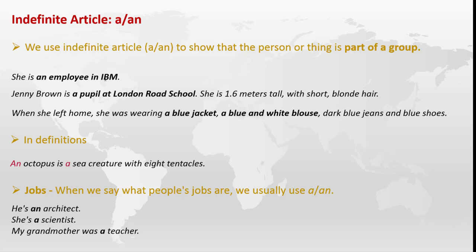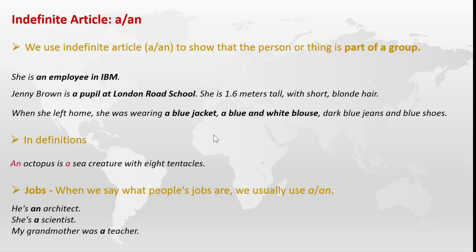When she left home, she was wearing a blue jacket, a blue and white blouse, dark blue jeans, and blue shoes. We use the indefinite article a before jacket because we are talking about different parts of her clothing. For example, one jacket belongs to her overall style or attire. A blue and white blouse. So a blue and white blouse is another part of her clothing, and so on. But when we are talking about jeans, because it's a plural noun, we need to use no article, that I will explain later.